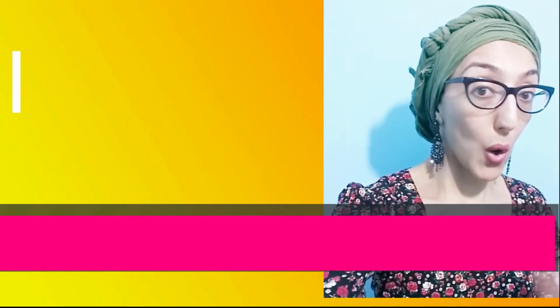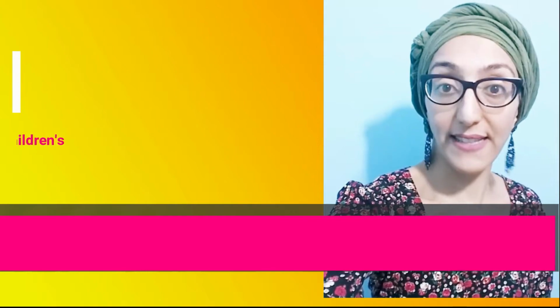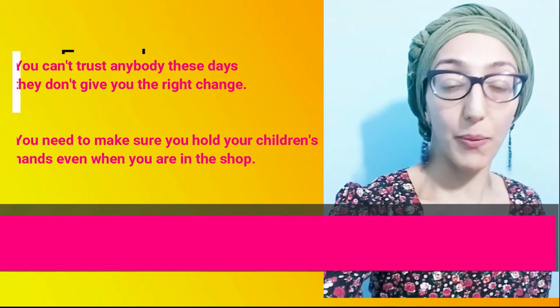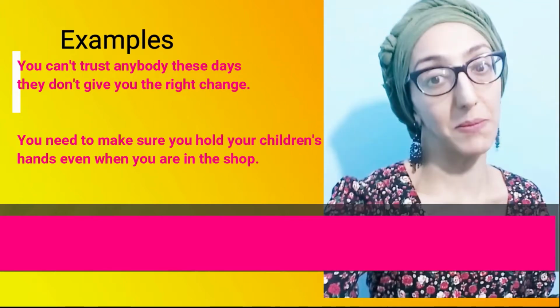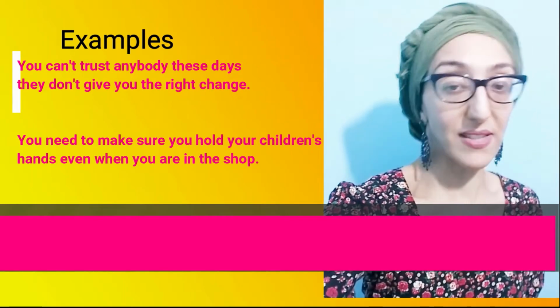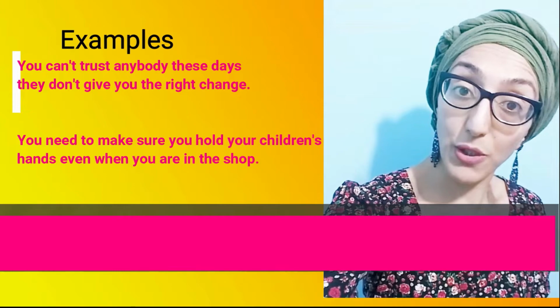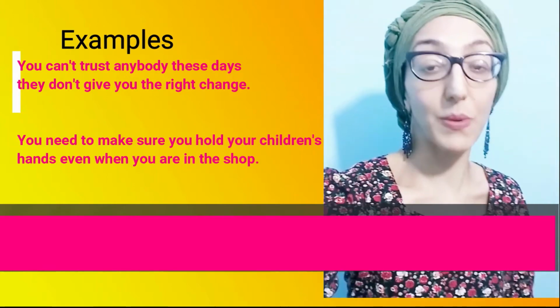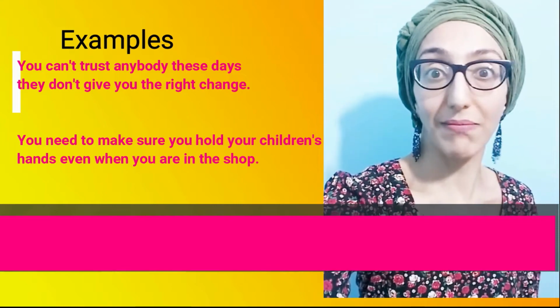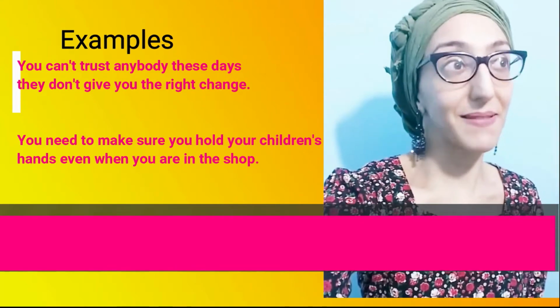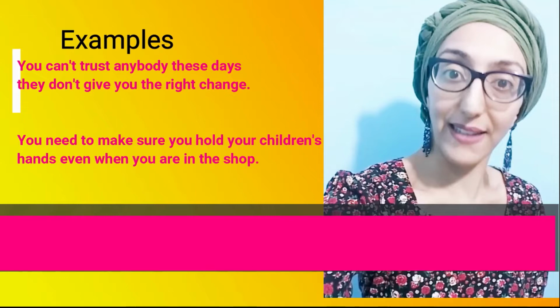You need to hold your children's hands, okay? Even when you're in the shop, you don't know what people are like nowadays. You can't trust anybody. It just means that you can't trust anybody like you were able to before. Long time ago, it was easy to trust people, and people were not evil. I mean, as evil as they are now, basically, this is what it means.